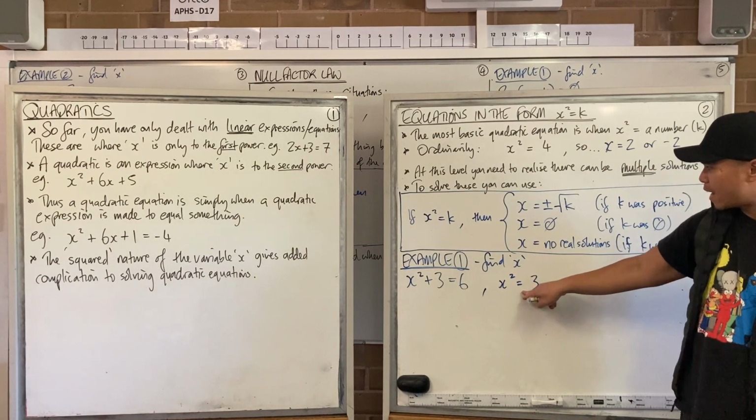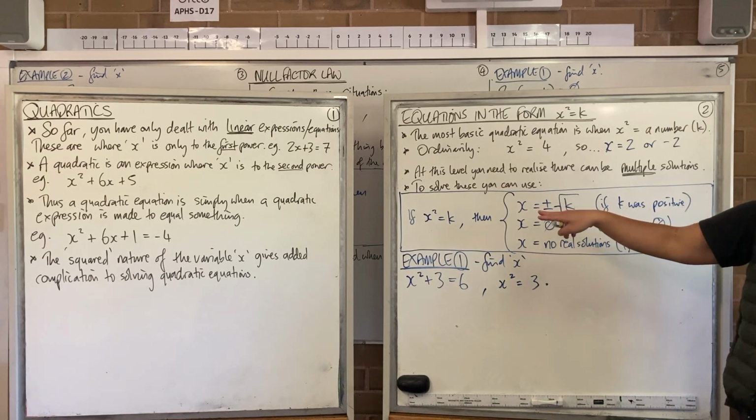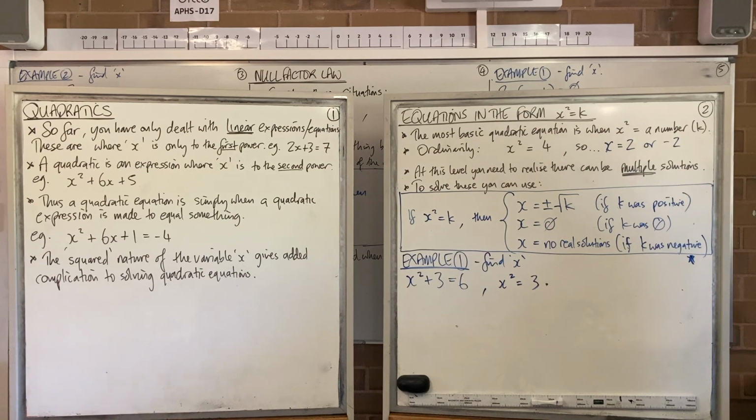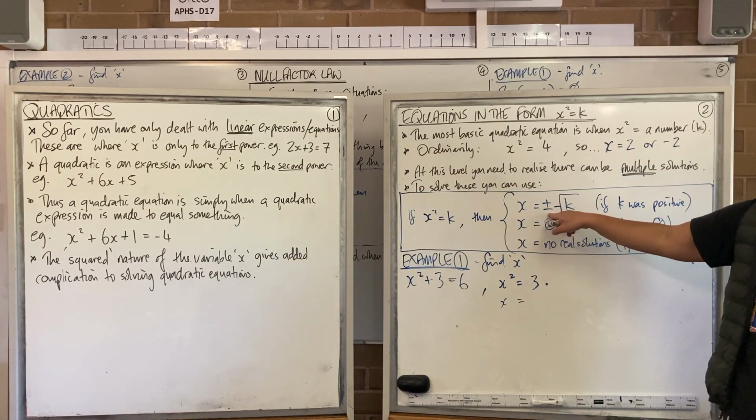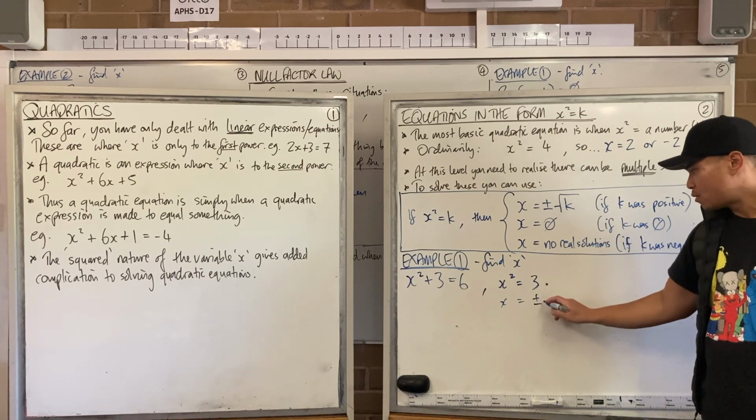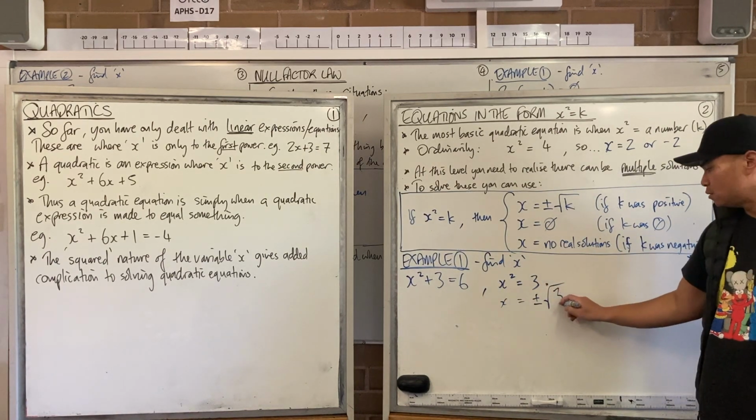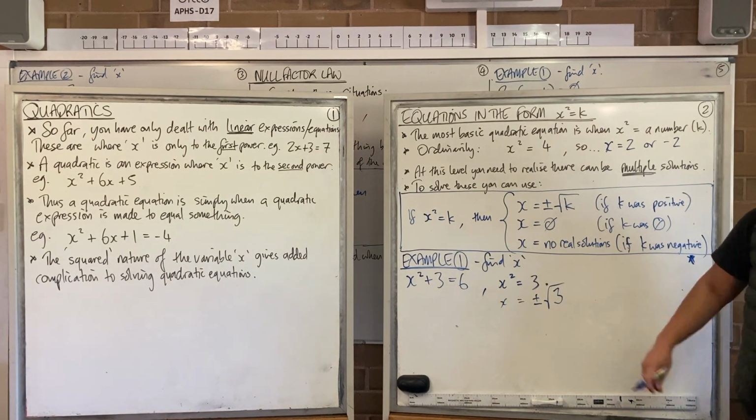Does this look like one of these situations now? Yeah? Which one? The top one? So what is the answer? x is going to be plus or minus the square root of 3. And the square root of 3 is not a nice number, so you leave it like that. That is your answer. Okay? Give you like 30 seconds, can you get that example?